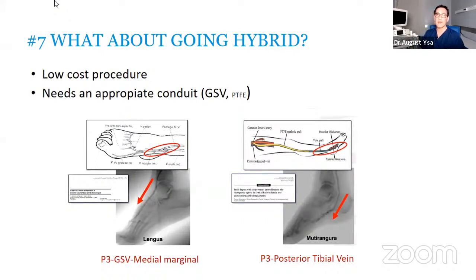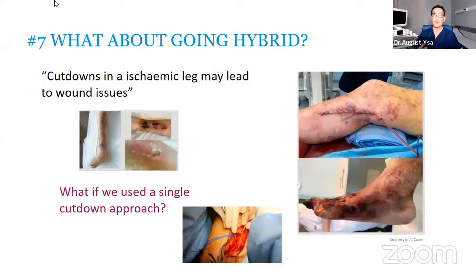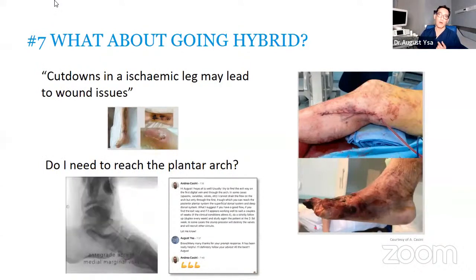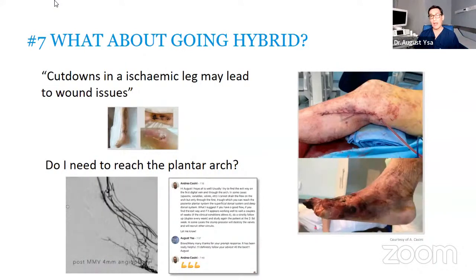The main issue with these hybrid maneuvers is that you are performing cut downs in an ischemic leg, and this can lead to some wound issues. And this has been overcome by Andrea Casini and Roberto Ferraresi with this single cut down approach. At this stage, they perform the proximal anastomosis, and then all of the endovascular procedure is done from this access.